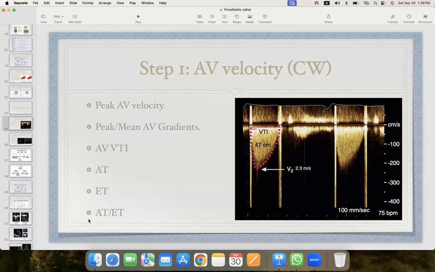So for example, here we always say that the aortic valve velocity should be less than 3 meters per second. The acceleration time should be less than 100 milliseconds. And the ratio should be less than 0.4, so less than 40%, the ratio of the acceleration time to the ejection time.